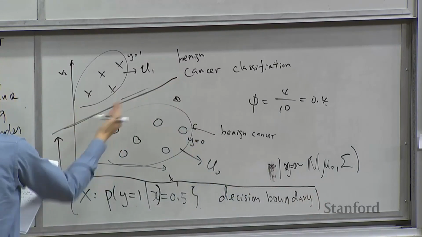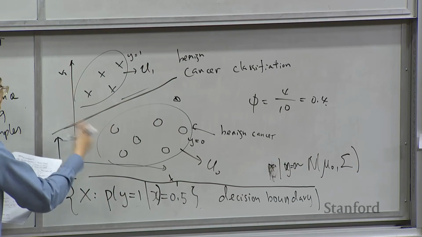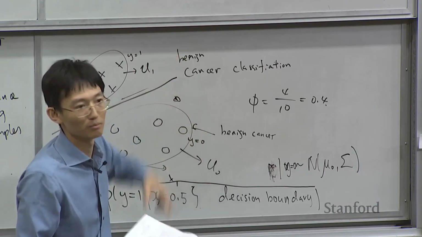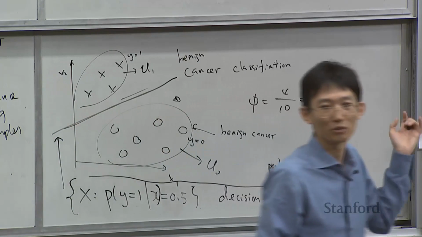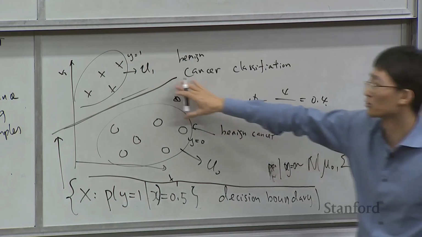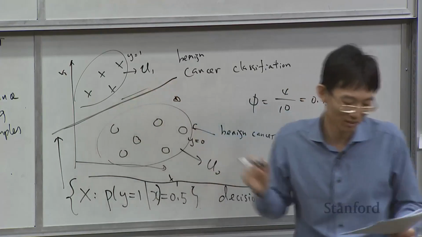On one side of the boundary, y is 1 is more likely. On the other side of the boundary, y is 0 is more likely. On the boundary, you just do some arbitrary grouping or randomly output. It's very unlikely that your point will be exactly on the boundary, so it doesn't matter that much.